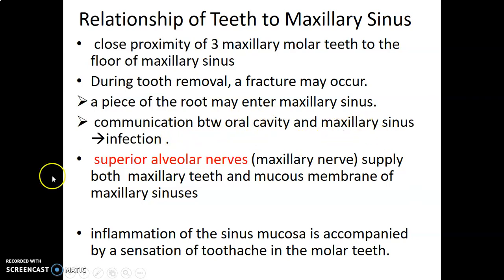Remember, the maxillary sinus is supplied by the superior alveolar nerve, and these nerves also supply the maxillary teeth and the mucous membrane of the maxillary sinus. So when you have toothache or a decayed maxillary tooth, you tend to have pain that radiates towards the maxillary sinus because of shared innervation. Then inflammation of the maxillary sinus mucosa can be accompanied by toothache of the maxillary molar teeth.